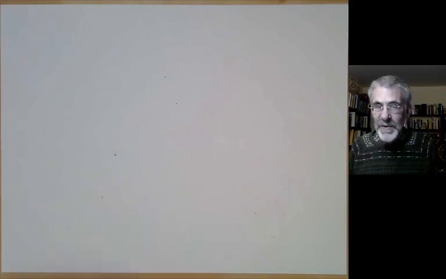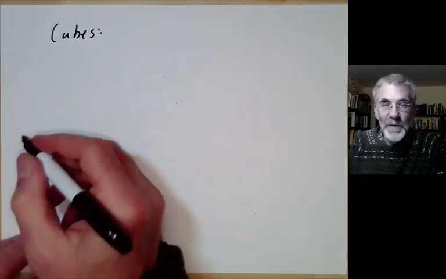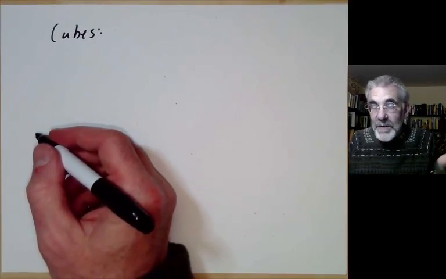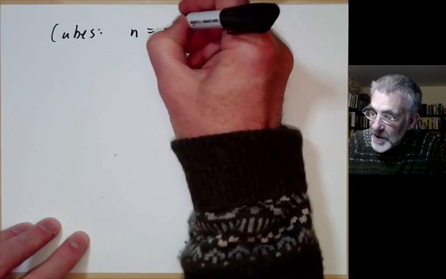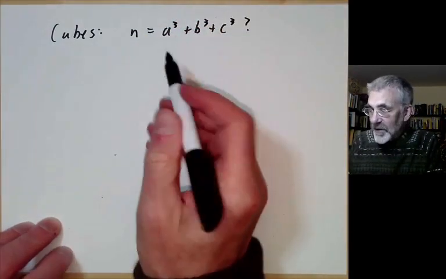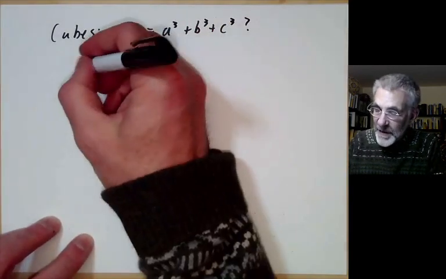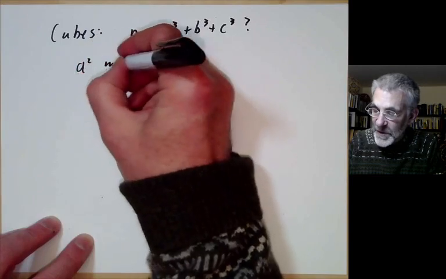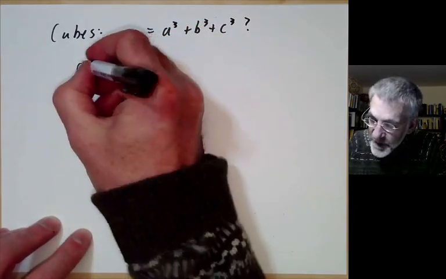We can also do something for cubes. So let's try and ask, which numbers can we write, all but a finite number of them, as a sum of three cubes? Well, cubes don't work modulo 8 so well, but they work really nicely modulo 9. So let's look at what a cubed is modulo 9.